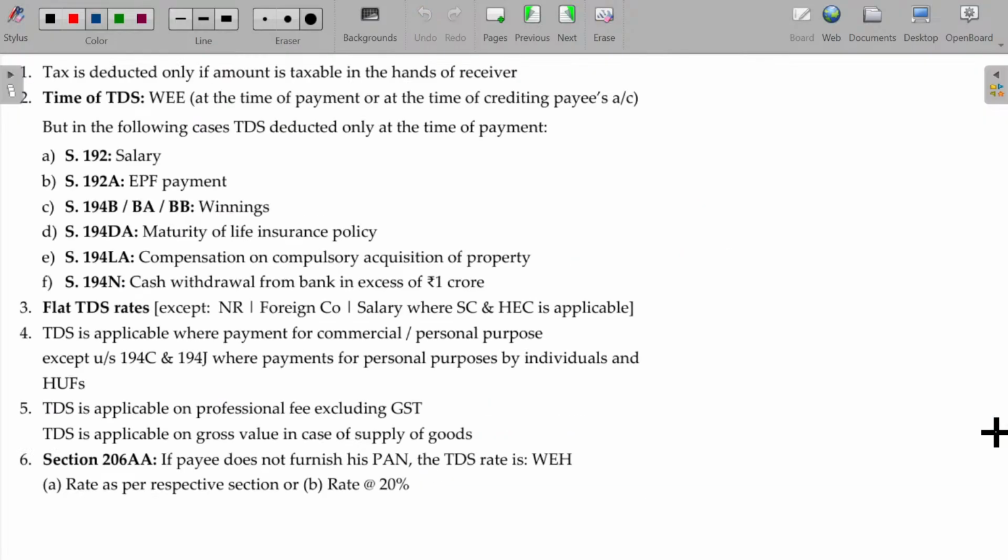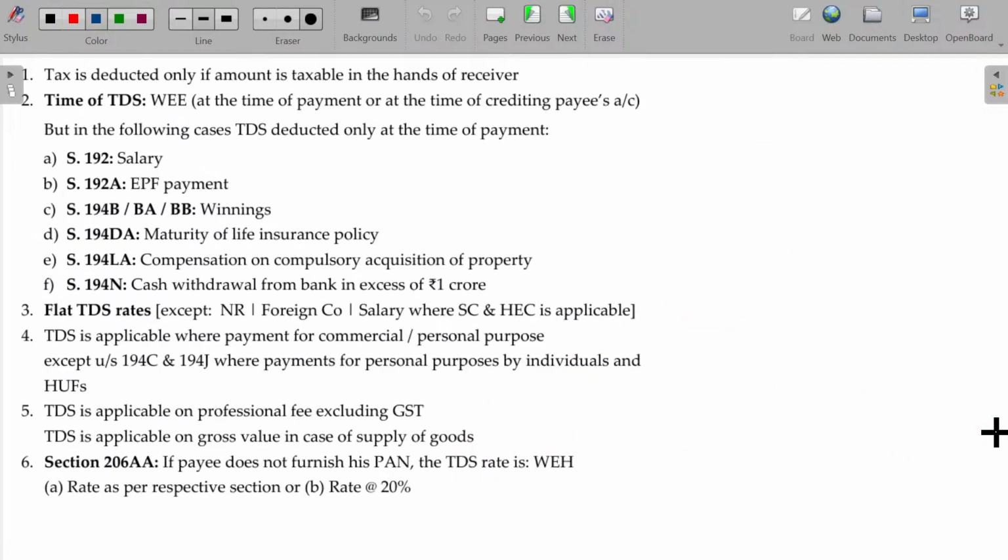Now, tax is deducted only if amount is taxable in the hands of the receiver. If the receiver says, sir, don't deduct the TDS because I am not having any taxable income at all and my taxable limit is also not touched. My income itself is 1 lakh or 1.5 lakhs only, don't deduct the TDS. That's how he can represent and he can claim full amount without TDS also. But he has to file a return, certificate for that.